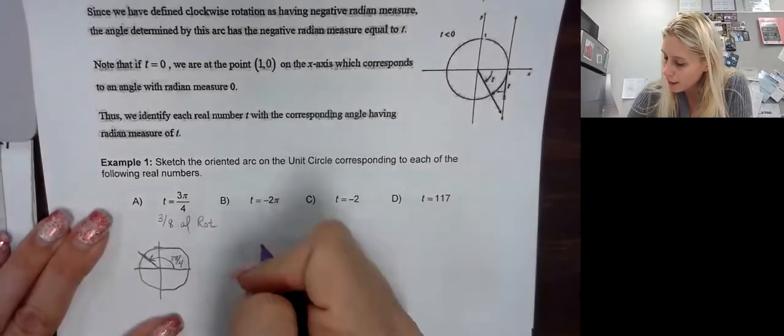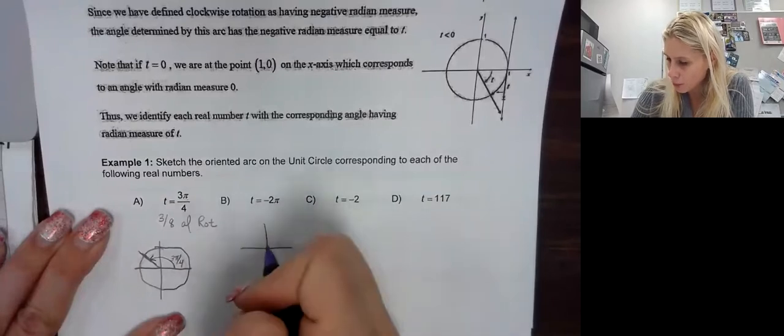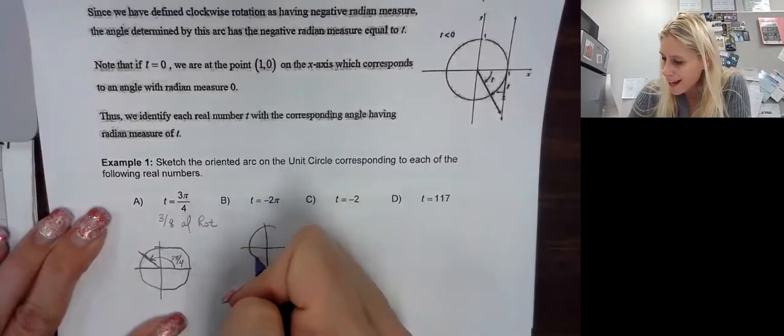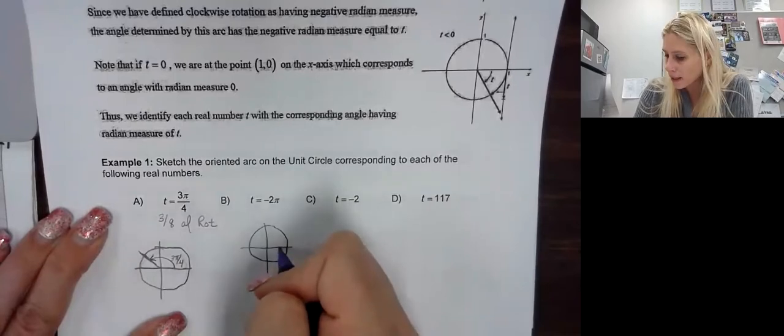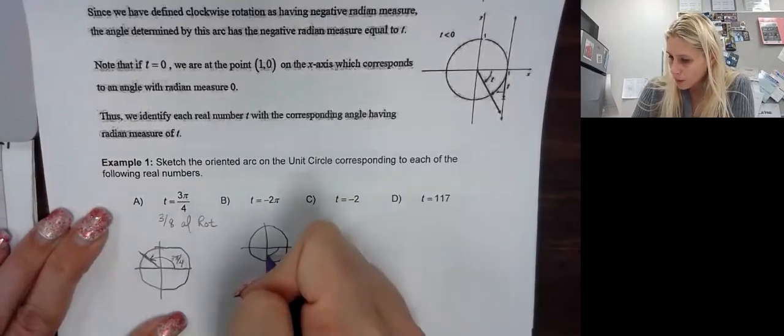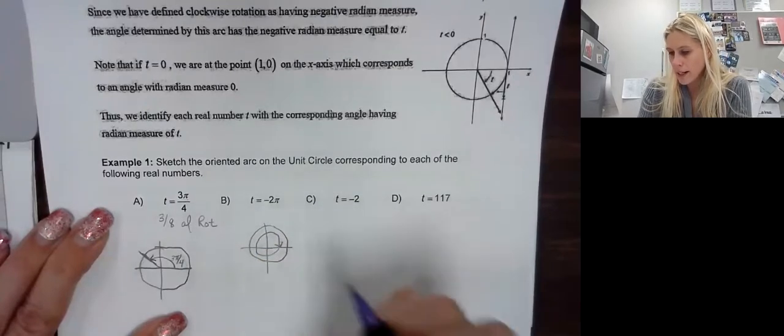Now, if we look at b here, we have negative 2 pi. Remembering that the negative means we go clockwise, so we start at our positive x, and we go 1 pi, 2 pi. So that's our angle.